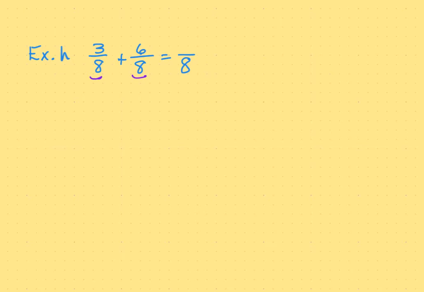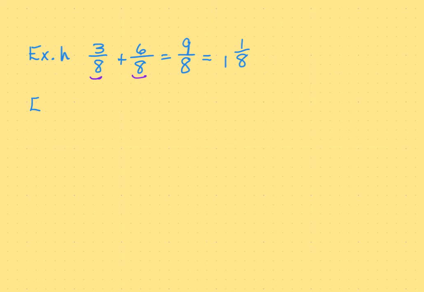Whatever denominator is common to all the fractions you're adding, that is the denominator in your answer. 3 plus 6 is 9, but that's an improper fraction. It is reduced as far as it will go, but if you need to turn it into a mixed number, 8 goes into 9 one time. How many are left over? 1, and that 1 goes over the denominator 8. So 9/8 is equal to 1 and 1/8.